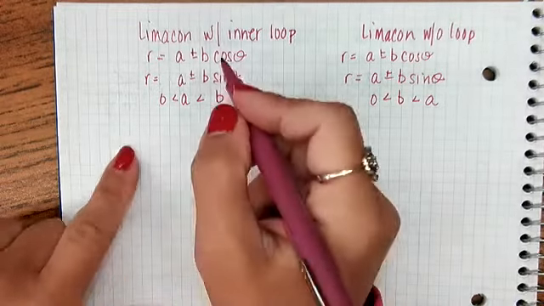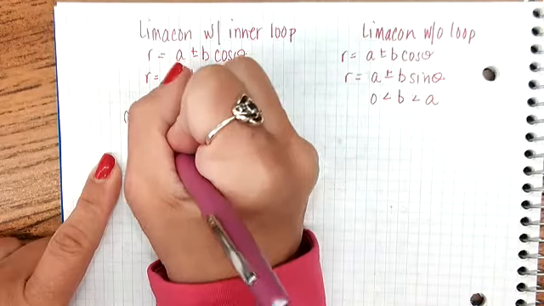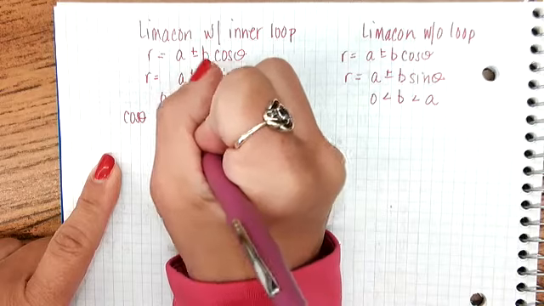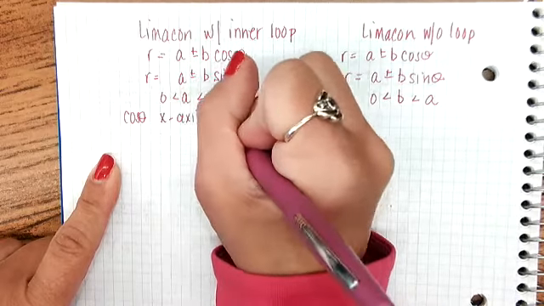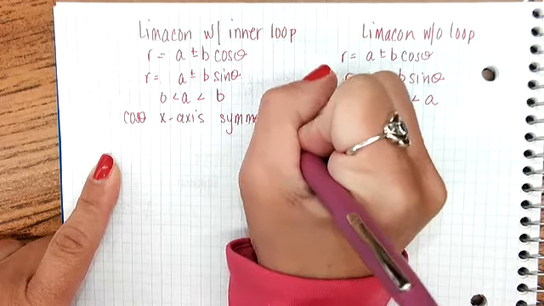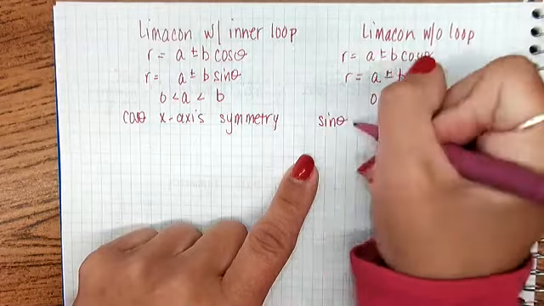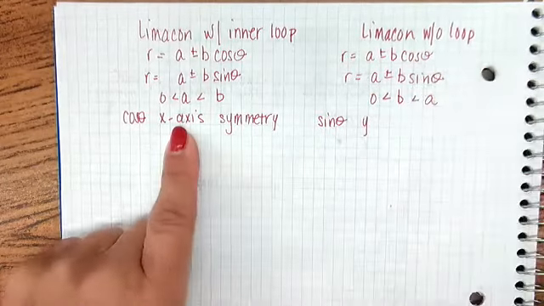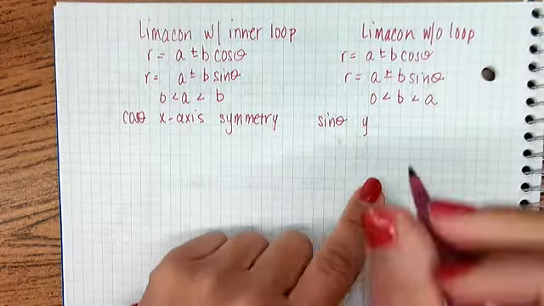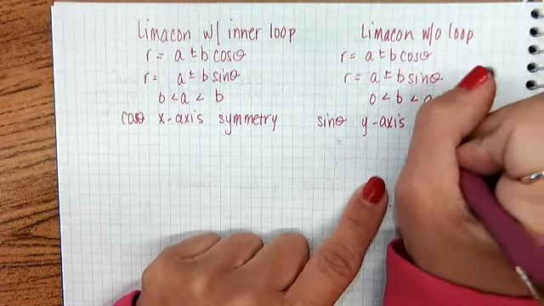Okay. And again, cosine is going to have x-axis symmetry for all of these. Pole axis symmetry for all of these graphs. It's a cosine curve, x-axis symmetry, and if it's a sine curve, it has y-axis symmetry. Pole axis, pi over 2 axis. I just refer to it as x and y.